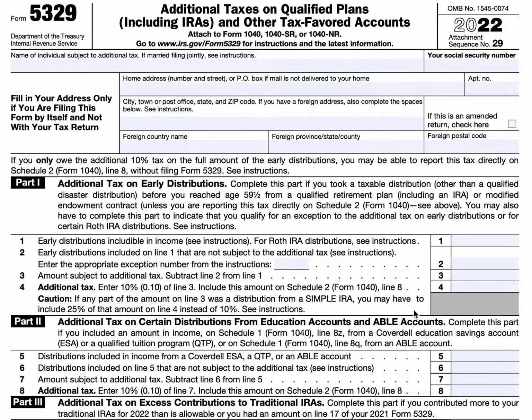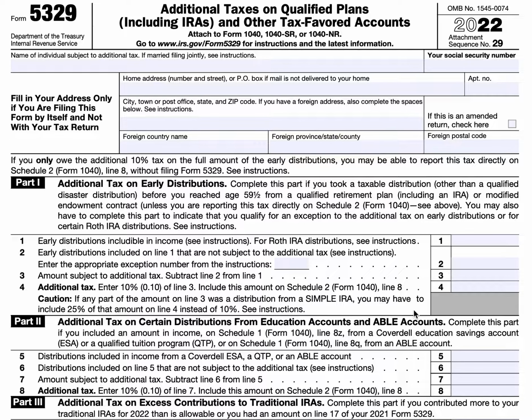3. You received a distribution subject to the tax on early distributions from a qualified retirement plan, and you meet an exception to the tax on early distributions from the list shown later, but box 7 of your form doesn't indicate an exception, or the exception does not apply to the entire distribution. 4. You received taxable distributions from Coverdell ESAs, QTPs, or ABLE accounts.